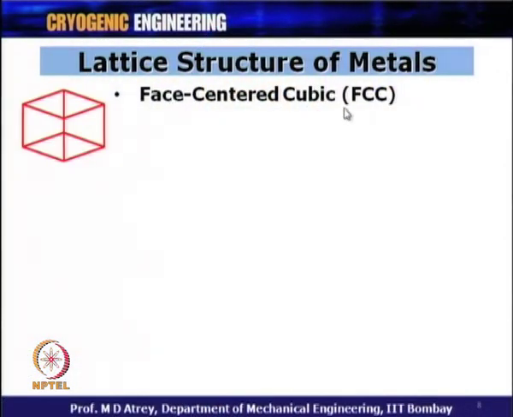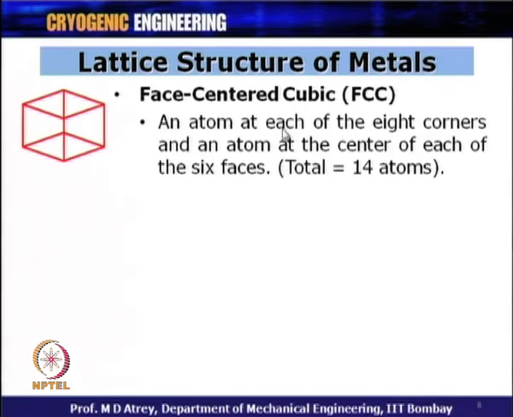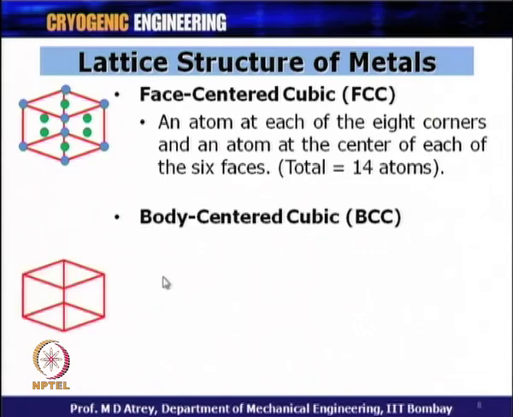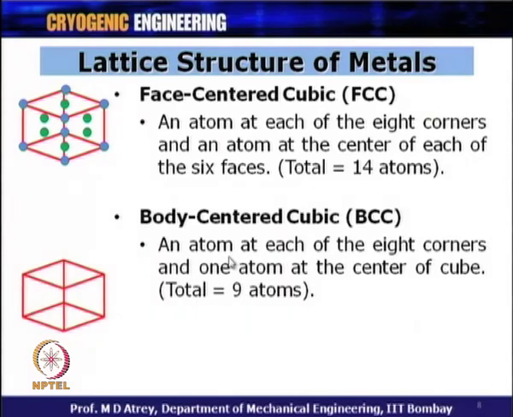The face centered cubic structure has one atom at each of the 8 corners and an atom at the center of each of the 6 faces. Here you can see an FCC structure where you have 4 plus 4, 8 atoms at the corners, an atom at the center of each of the faces, and there are 6 faces. So, 8 plus 6 makes 14 atoms for the FCC structure. The BCC structure has an atom at each of the 8 corners and one atom at the center of the cube. That means there are 8 corners plus one at the center, which makes it 9 atoms in total for BCC material.